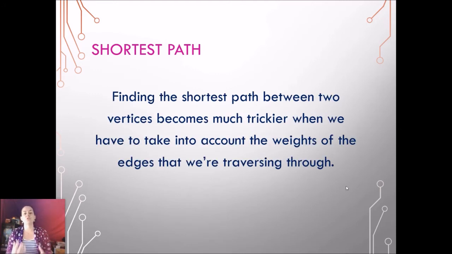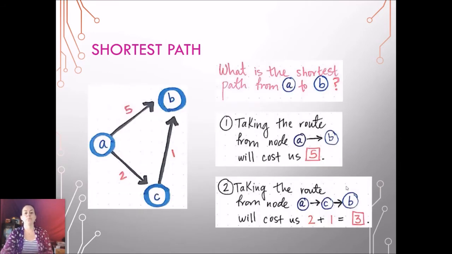So if we want to find the shortest path between two vertices, it becomes much trickier when we have to take into account the weights of the edges that we are traversing through. So what is the shortest path from A to B? Taking the route direct from A to B is 5. So that will cost us 5. However, if we were to take the route ACB, that cost will only be 3. So our shortest path will be ACB.